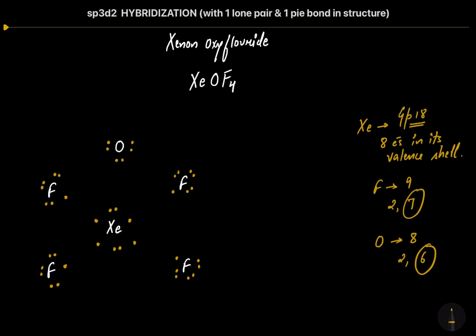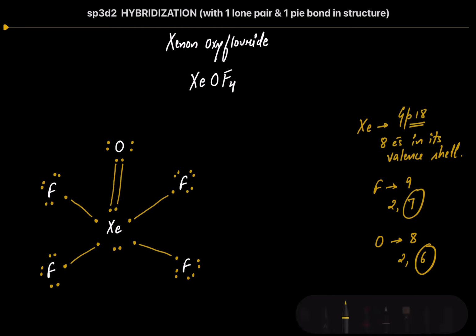Now what's going to happen? First of all, the fluorine atoms will each make 1 bond with the xenon. So I'm marking the first bond of the first fluorine with the xenon. That's the second bond of the second fluorine with the xenon. That's the third bond of the third fluorine with the xenon. And that's the fourth bond of the fourth fluorine with the xenon. Now oxygen. The oxygen will make 2 bonds with the xenon. So that's the first bond and that's the second bond.